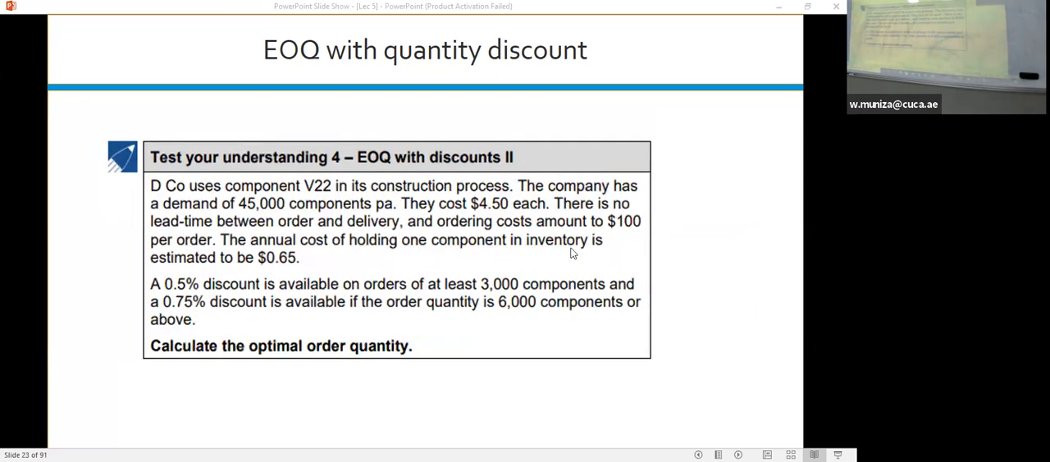Okay, now understanding number 4 is there, EOQ with discounts 2. Can you try this by yourself? The same approach you need to follow.